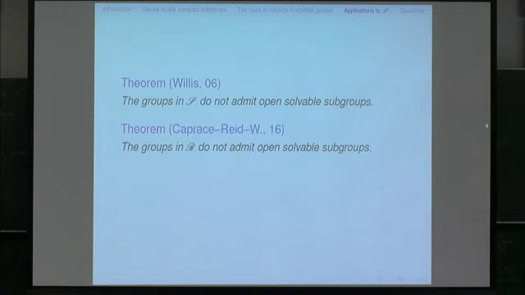We generalize this to the setting of R, so any of the groups in R also do not admit open solvable subgroups. This is a rather more complicated argument because here you use compact generation in an important way. Here you have to work a bit harder, but it's the regionally faithful property that gets you there. A more general statement holds, but I don't want to weigh you down with too many definitions.